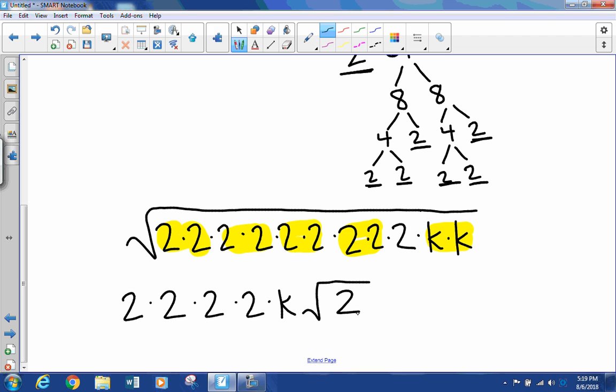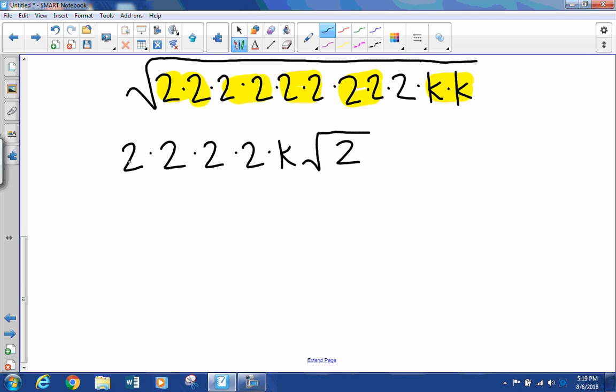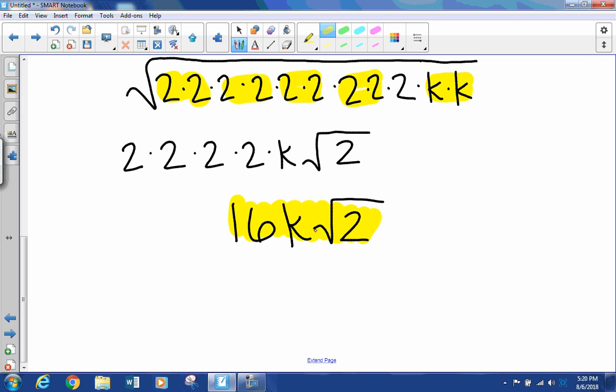To simplify to our final answer here, we would say all this stuff that came to the outside of the radical, I can kind of put it back together to be a little bit simpler in my final answer. This would be the product of 2 times 2 times 2 times 2, which if I multiply that out, I get 16 multiplied by k, and that is also multiplied by the square root of 2. So final answer for this one worked out to be 16k square root 2.